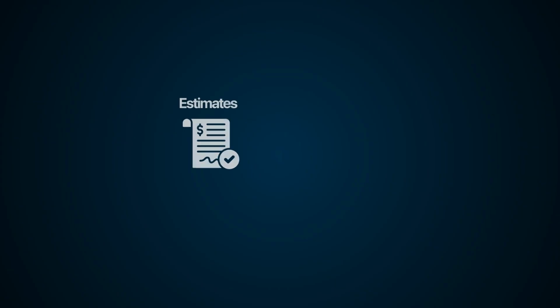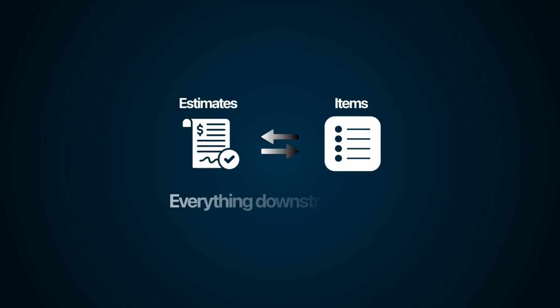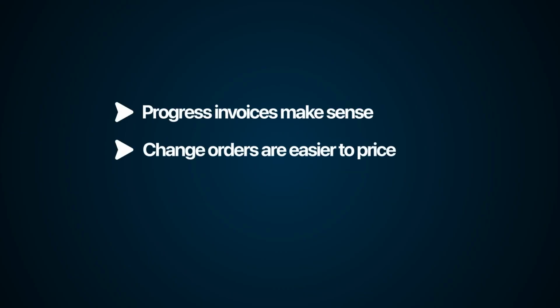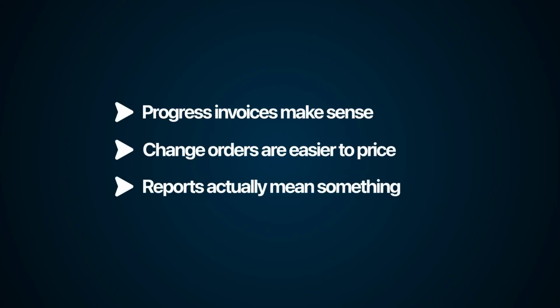Here's why this matters long term. If your estimate structure doesn't match how you track costs, QuickBooks can't tell you if you won or lost on the job. You'll collect money, pay bills, and still have no idea where things went sideways. When estimates and items match, everything downstream works. Progress invoices make sense. Change orders are easier to price. The reports actually mean something, so don't choose between looking professional and knowing your numbers. Set your estimates up so clients feel confident saying yes, and your books can tell you the truth once the job is done. That's the balance.